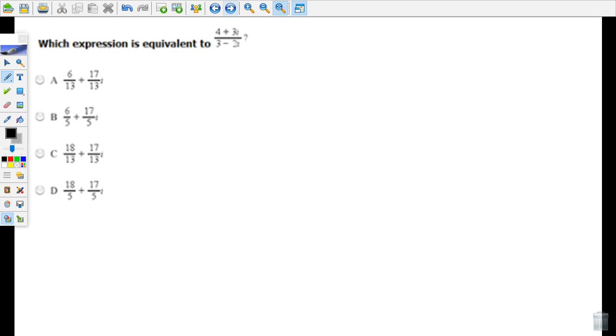This one, which expression is equivalent to, we have 4 plus 3i over 3, I think, minus 2i. So the problem here is we have an i in the denominator, and that's what we need to take care of. So we're going to multiply this by the conjugate of the bottom. The 3 minus 2i, its conjugate is 3 plus 2i, right? We just basically changed the sign there in front of the i term.